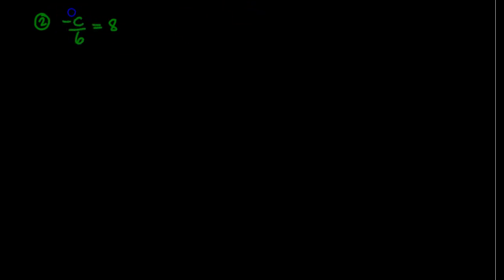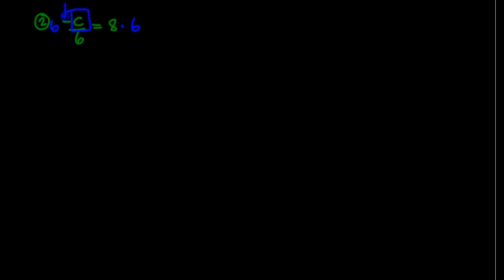Now we want to isolate the variable. So I need this C over here all by itself, but I have a negative sign and then divided by 6. Remember, I want to do the opposite. So when I read this and I say the opposite of C, I want to get rid of that negative sign, divided by 6, the opposite of dividing by 6 would be multiplying by 6. So I'm going to multiply both sides by 6.